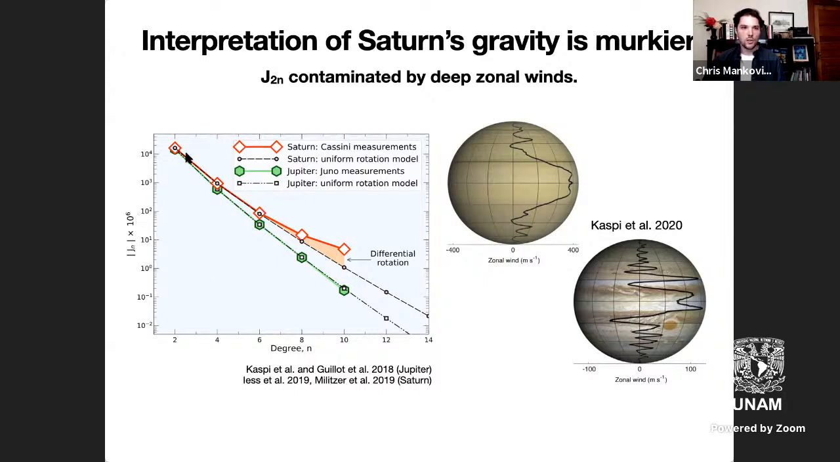This is a plot that shows the spectrum of even gravitational harmonics for Jupiter in green and Saturn in red. The expectation was more or less the expectation for uniformly rotating models, shown in the smaller markers here. What was found instead is that the higher degree gravity coefficients were really enhanced compared to the rigid model. This is not something you can explain with an alternative structure for the planet. It's only something you can explain by appealing to the fact that velocities in the actual fluid extend quite deep into the planet relative to the rigidly rotating model.